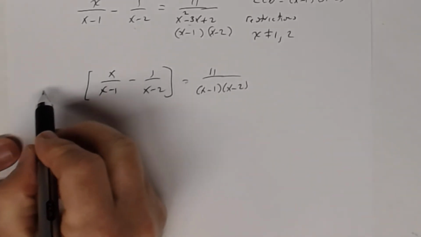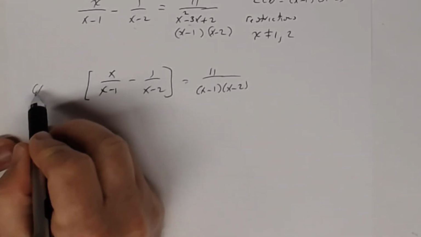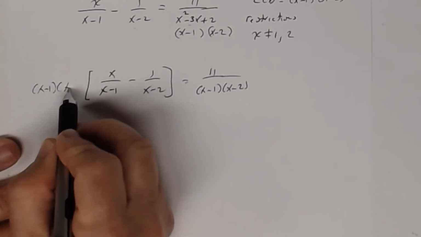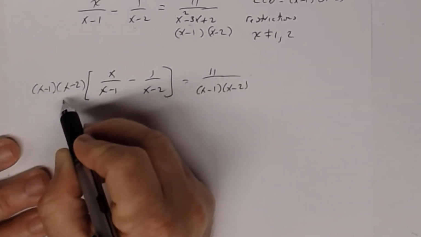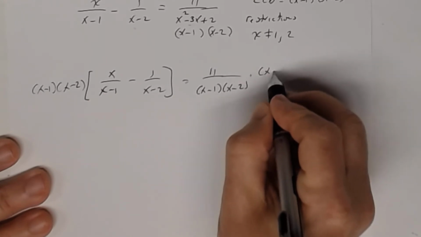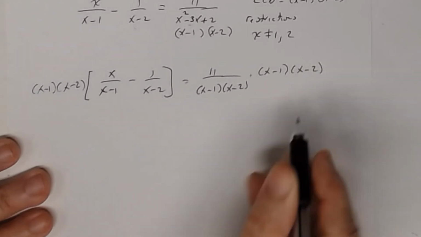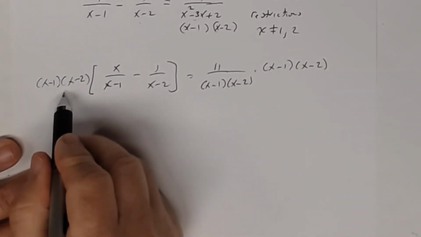Okay, so now we're going to multiply both sides by the least common denominator, so x minus 1 times x minus 2. So what you do to the left, you do to the right: x minus 1 times x minus 2. All right, now we're going to distribute.